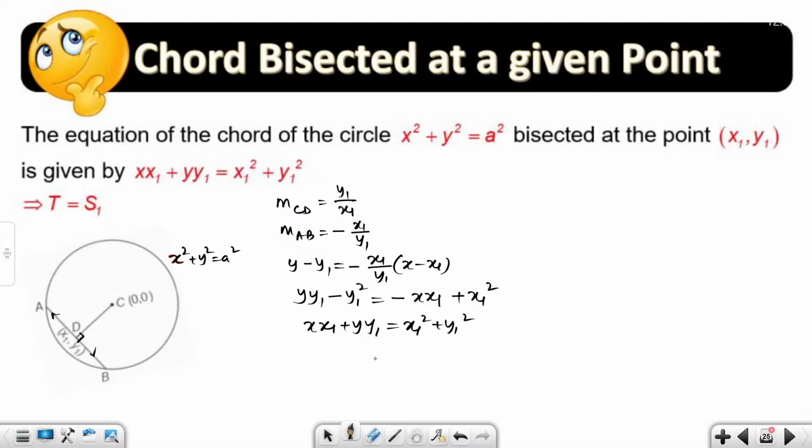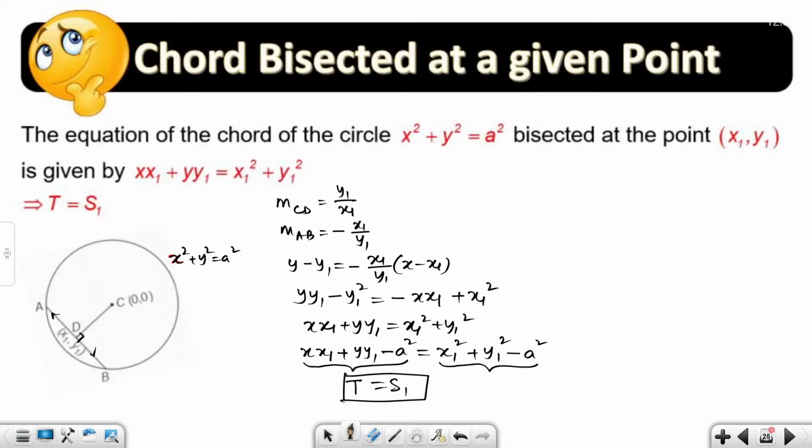Is it clear? Now what I am doing is I am simply subtracting. It is difficult to remember in this way, so it's better to remember in this way. So I am subtracting a square from both sides. So this part I can denote by t, and this part I can denote by s1. So we will remember in this way that the equation of the chord bisected at the point x1, y1 is nothing but t equals s1.